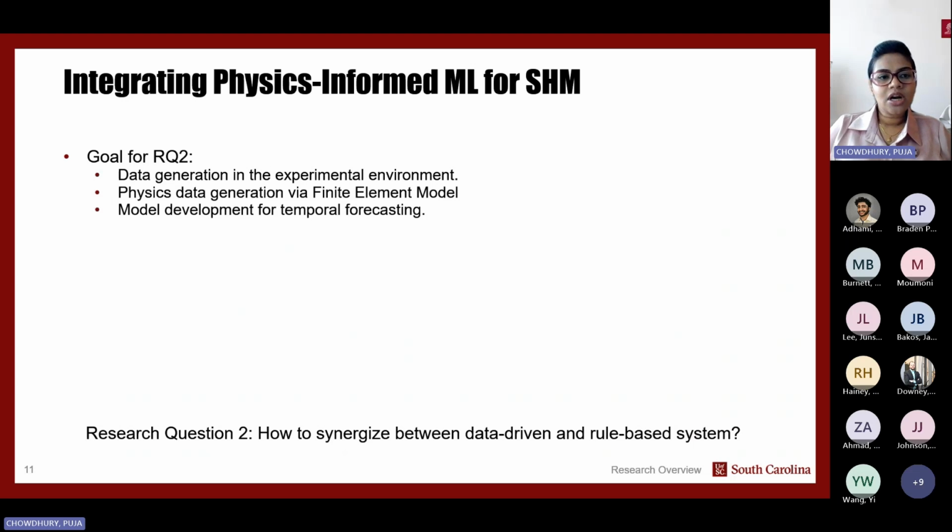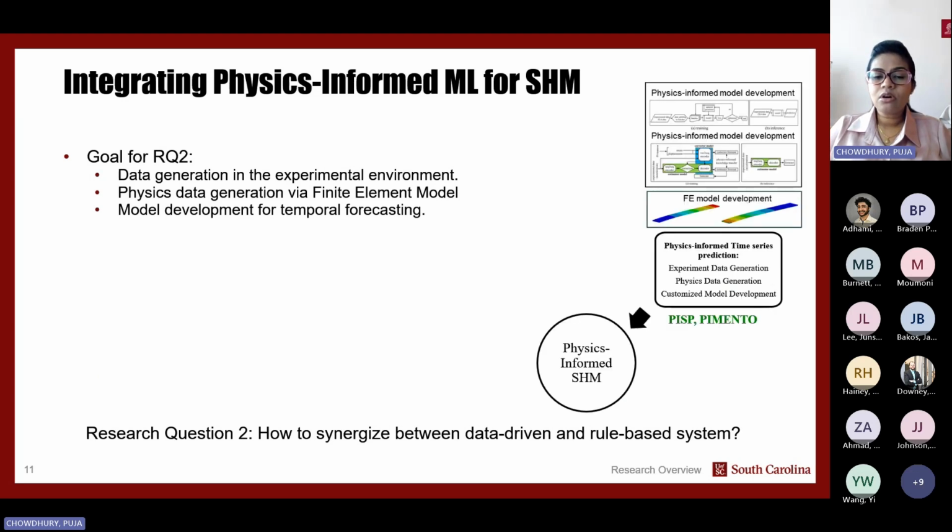Now, we start with integrating physics-informed learning for structural health monitoring, which also has some goals. It starts with data generation in the experimental environment as in research area 1, but here there is an additional thing: physics data generation via a finite element model, and then model development for temporal forecasting. Here is a simple layout of this overall physics-informed part.